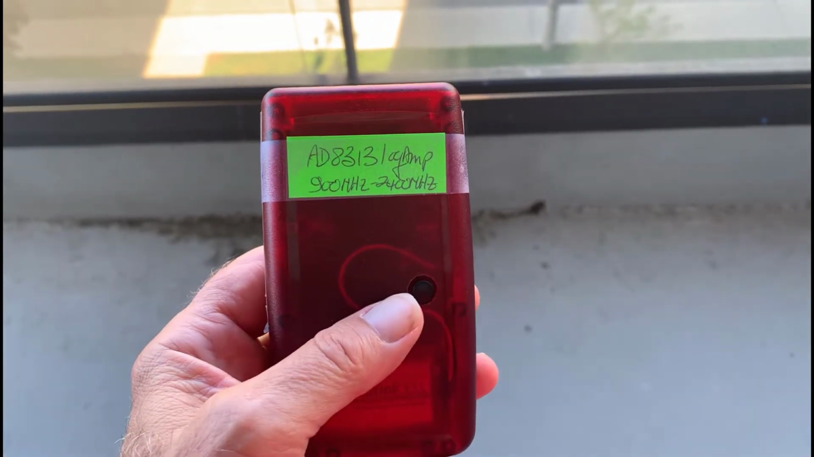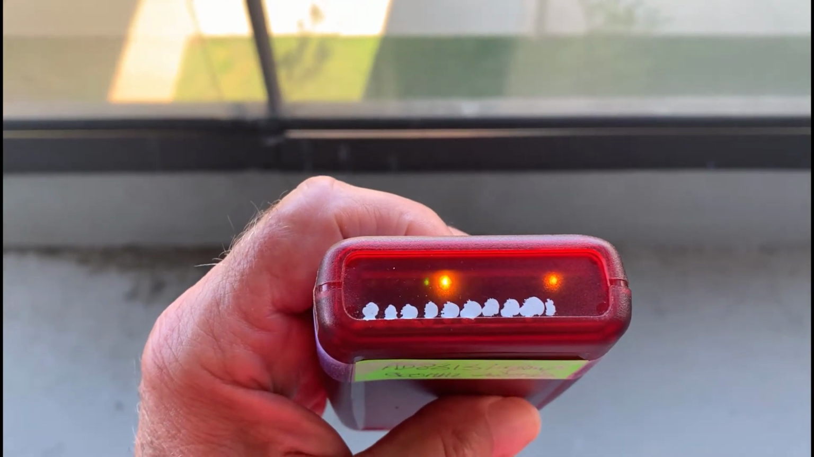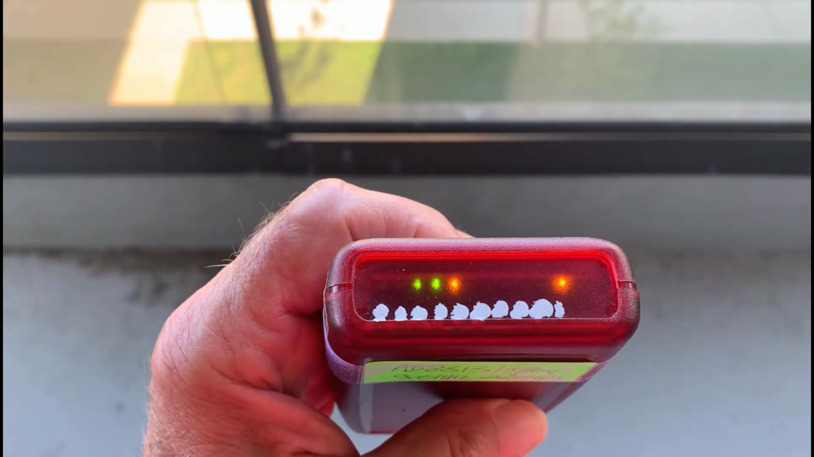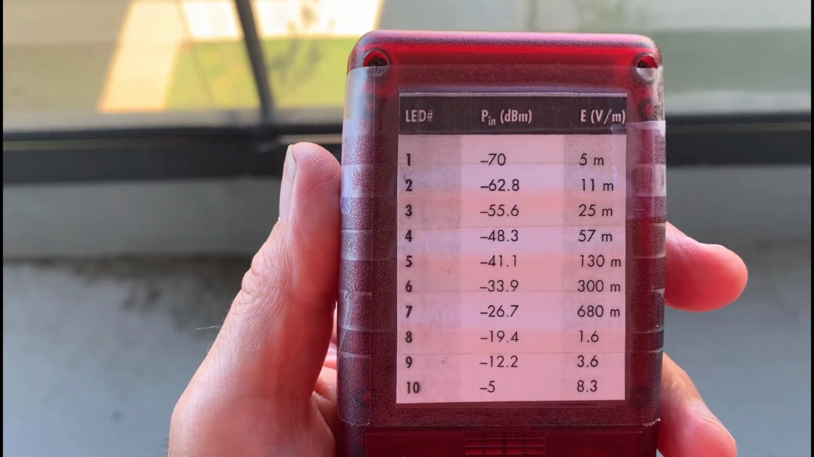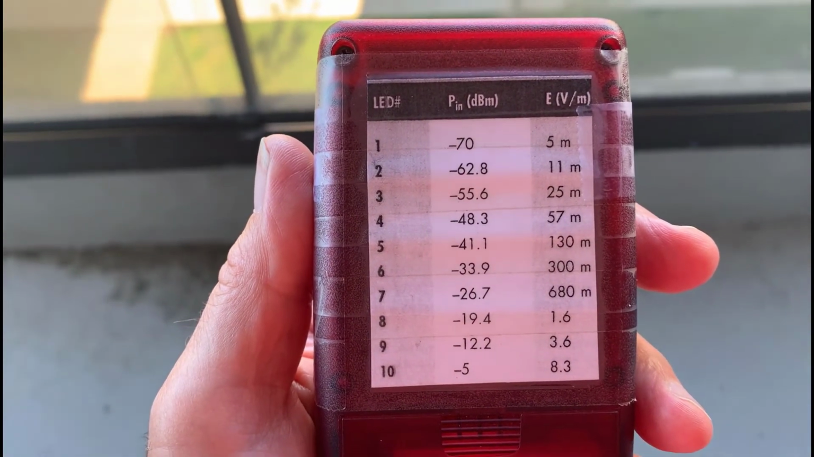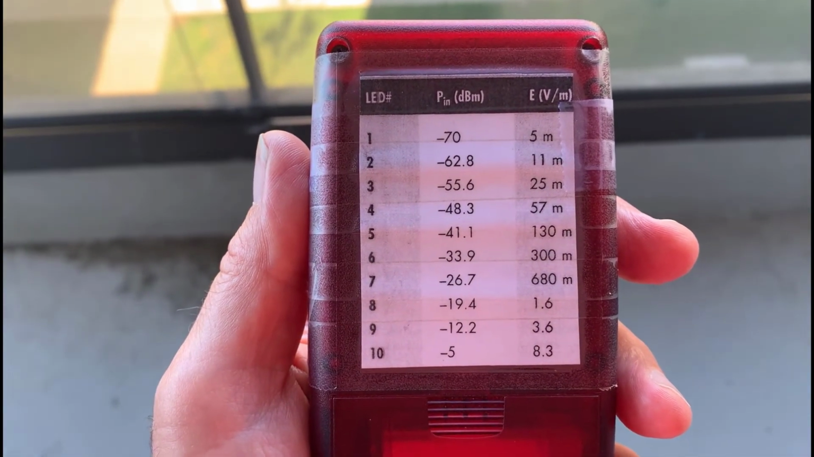So we've been looking at possible interference when I did my hydrogen line test. All I have to do here is turn this thing on, and we can look at how much interference we're getting. And we're getting up to LED number 6. So that means the broadband power is actually as high as minus 34 dBm. That's a lot of broadband power there in that area.